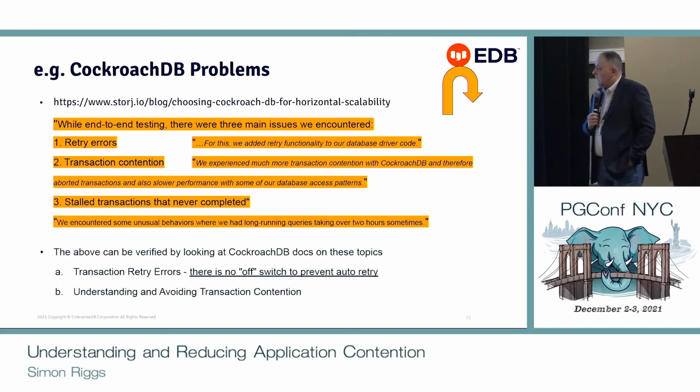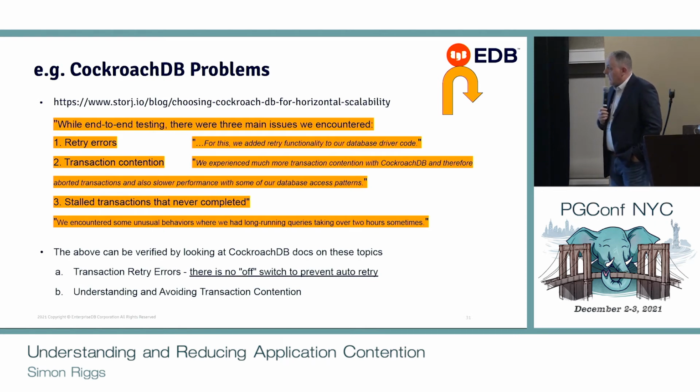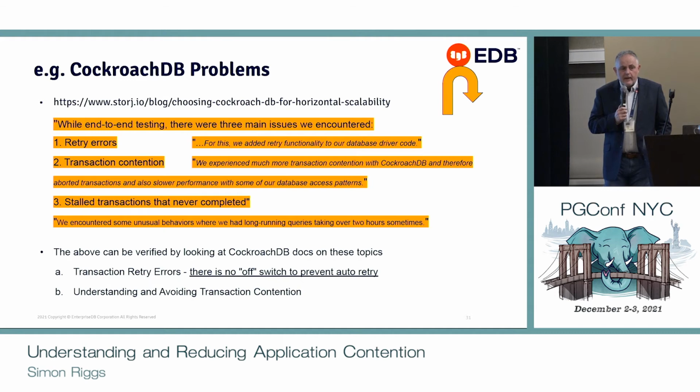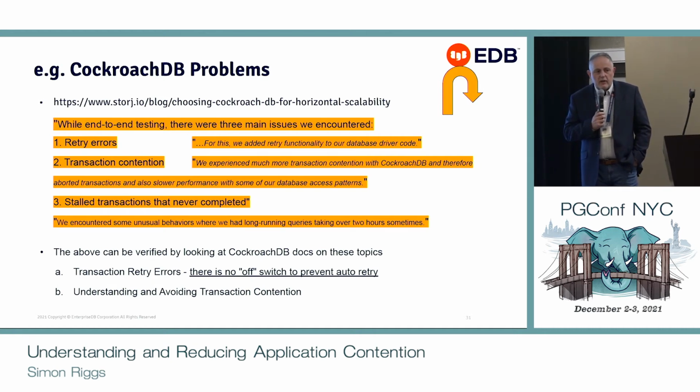And what we have is some comments there from somebody that tried to get their application to work using CockroachDB, and we had to add retry error logic to the application to get it to work. And it says, we experience much more transaction contention with CockroachDB and therefore aborted transactions and also slower performance with some of our database access patterns. And we encountered some unusual behaviors where we had long-running queries taking over 2 hours sometimes, stalled transactions that never completed, okay?